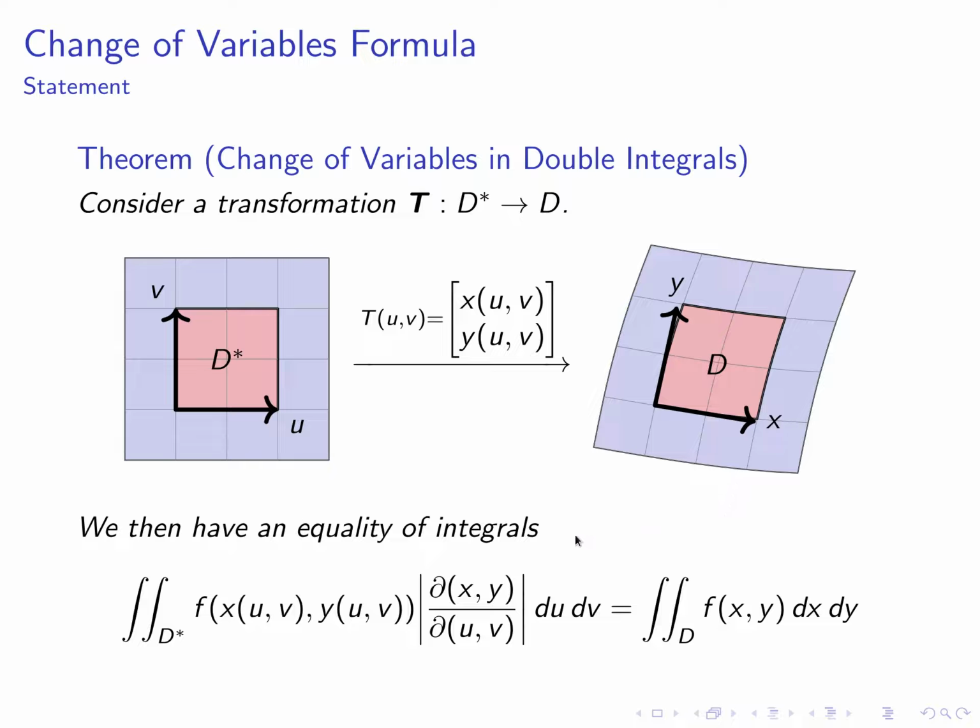Where this ends up being useful is when we start with this integral on the right, and this integral is difficult, so we introduce a change of variables to make the problem easier. What we end up doing is we replace the x's and y's with the appropriate u's and v's, and then to account for the stretching, we multiply by the absolute value of the Jacobian determinant, and then we can solve our problem.